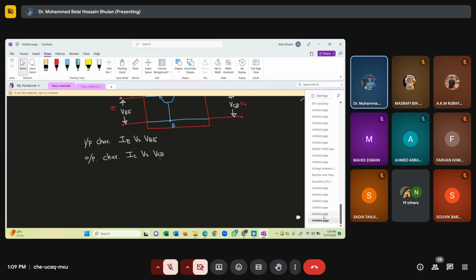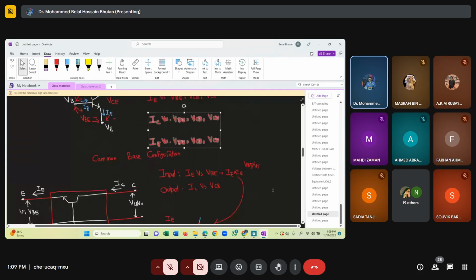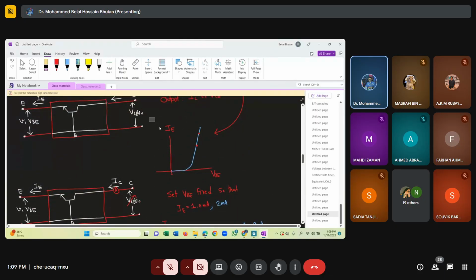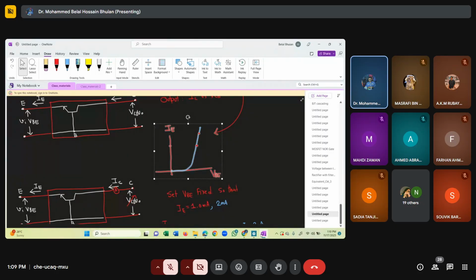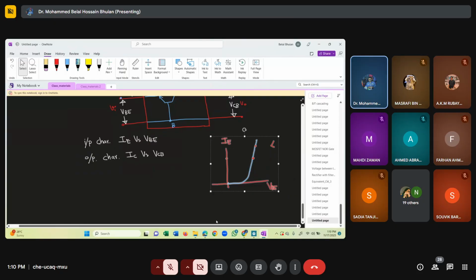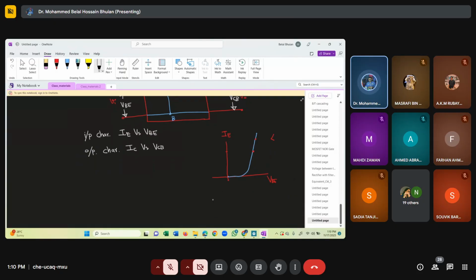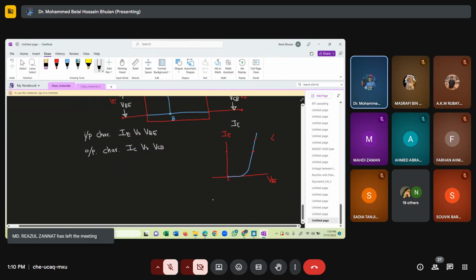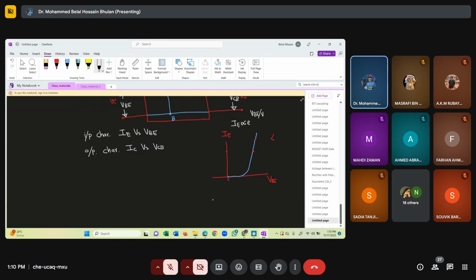Input characteristics, you already know, it should be like this. This is our input characteristics. Because you know how they are related: IE is proportional to e to the power VBE over VT. So that gives us the input characteristics. As you change VBE, we get different values of emitter current, which is a diode characteristic.